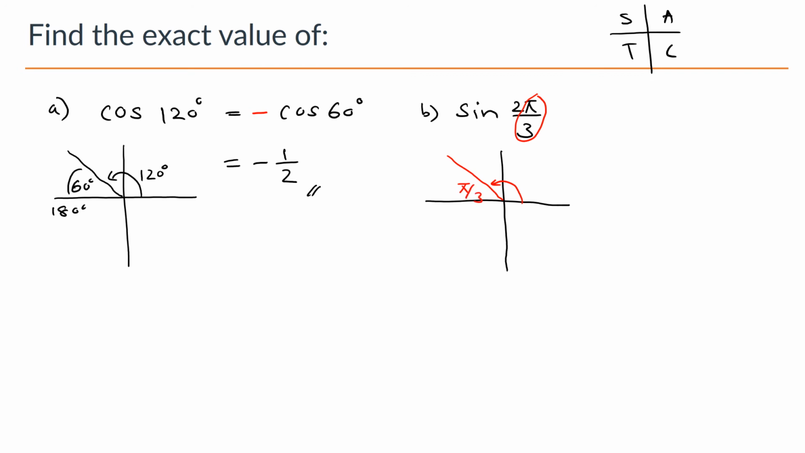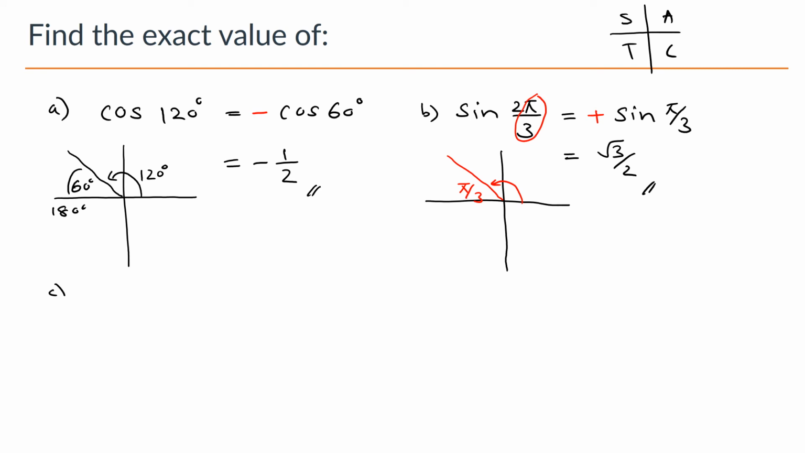This angle is in the second quadrant, which is sine. According to ASTC, sine is positive, and then sine of the reference angle, which is pi over 3. Again, according to the table, we know that sine pi over 3 is square root 3 over 2. So we're going to plug in this value. So it's going to be square root 3 over 2. That's the exact value of this one.